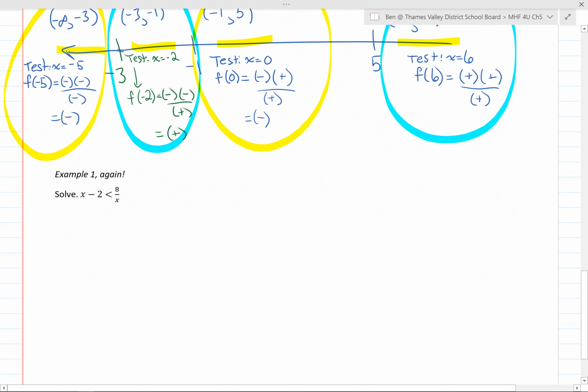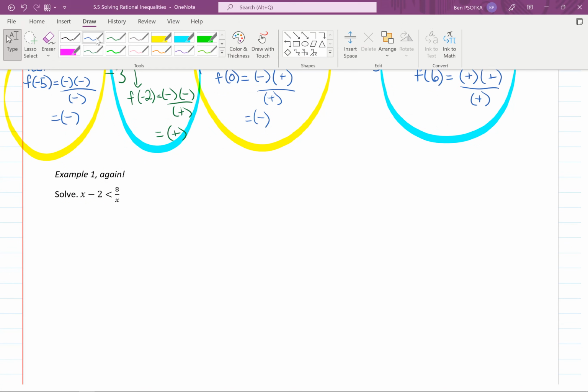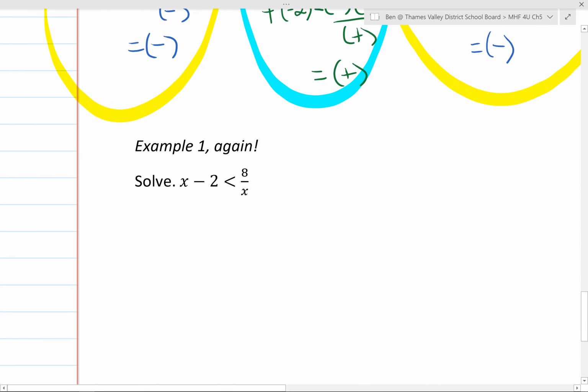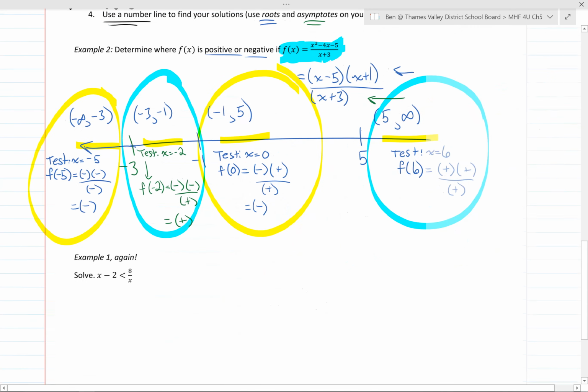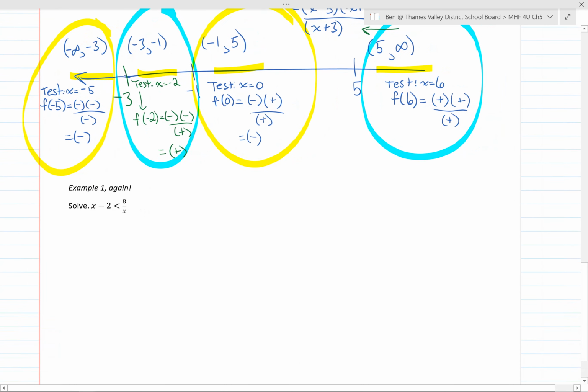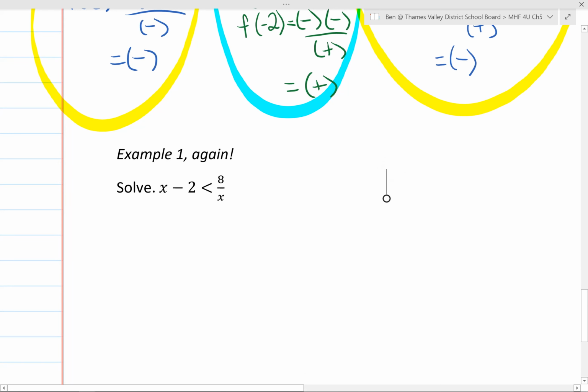Okay, so let's get down into this inequalities problem once more. Okay, so we have this inequality. Now, just like from our procedure at the top of this page, we want to rearrange it so that one side is equal to 0. Okay, well we can do that. We can just subtract 8 over x from both sides. All right, so we're working with x minus 2 minus 8 over x is less than 0.